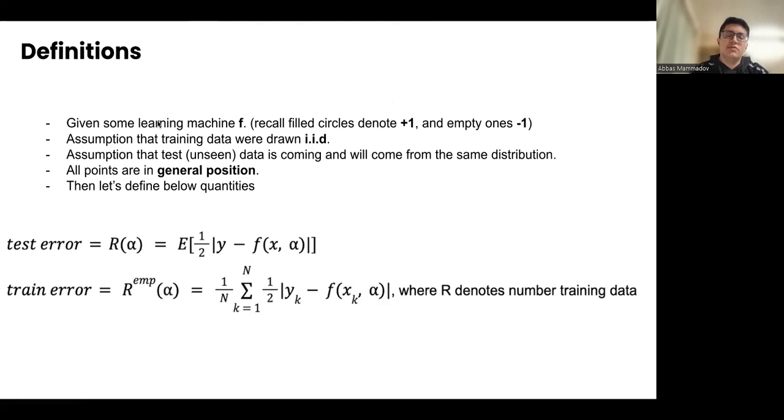Let's assume that we are given some learning machine f, as we said already. A learning machine f is just a machine where we input x, and it gives an output y, which is +1 or -1. We don't know what it is, but we have just a learning machine. And we are also assuming that the training data is drawn from some IID distribution, which means an independent and identically distributed probability distribution.